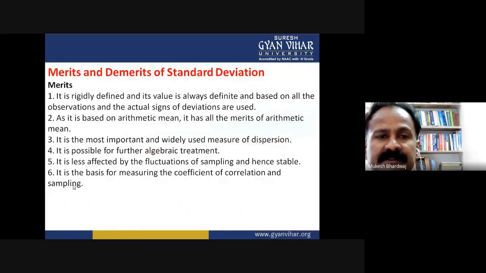Now the merits and demerits of standard deviation. Merits: it is rigidly defined, its value is always definite and based on all the observations, and the actual signs of deviations are used. As it is based on the arithmetic mean, it has all the merits of the arithmetic mean. It is the most important, widely used measure of dispersion. It is possible for further algebraic treatment. It is less affected by fluctuation of sampling and hence stable. It is the basis for measuring the coefficient of correlation and sampling.